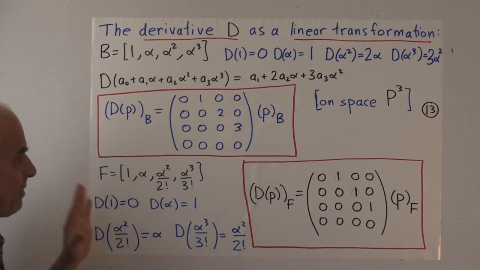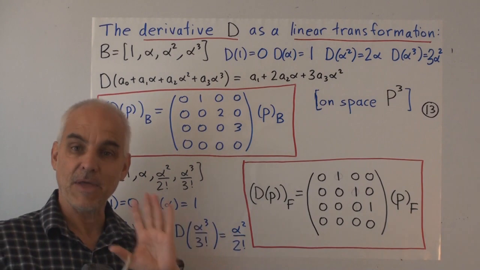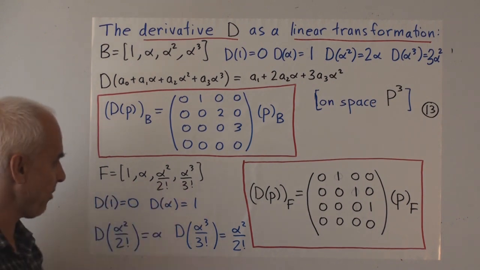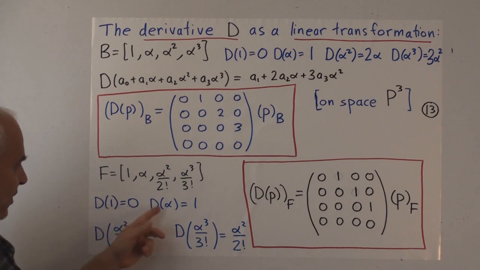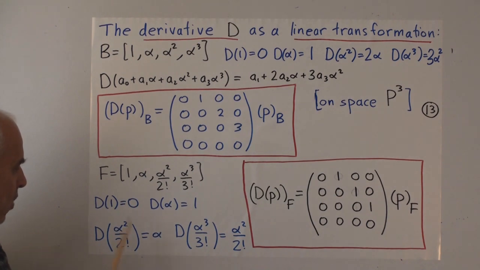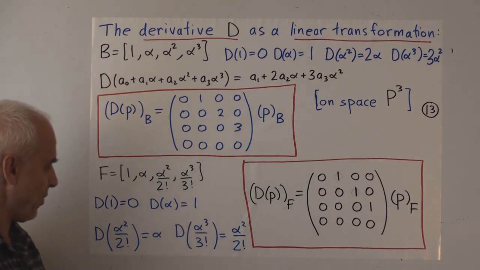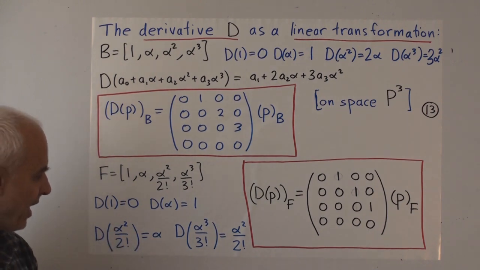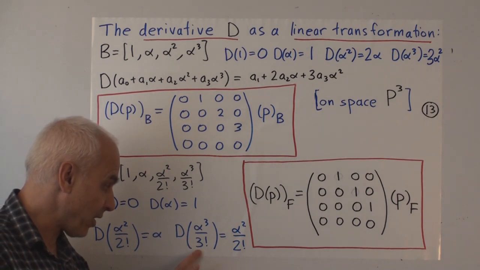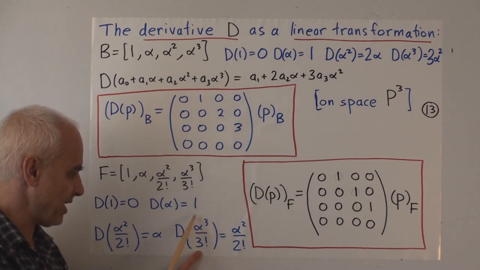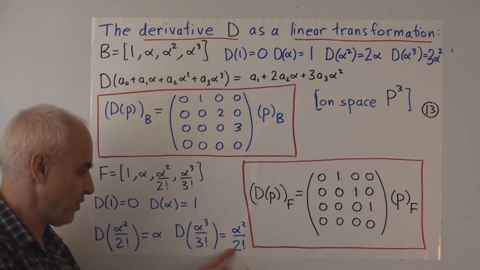Now let's have a look at that same linear transformation, the derivative, from the point of view of the factorial basis. Now we're going to think about this factorial basis, the derivative acting on those four polynomials is a little bit different. 1 is still sent to 0, alpha is still sent to 1, but now the derivative of alpha squared over 2 factorial is exactly alpha. And the derivative of alpha cubed over 3 factorial is alpha squared over 2 factorial. Make sure you check that, right? You multiply this by 3, and the 3's cancel here, and you just have 2 factorial left.